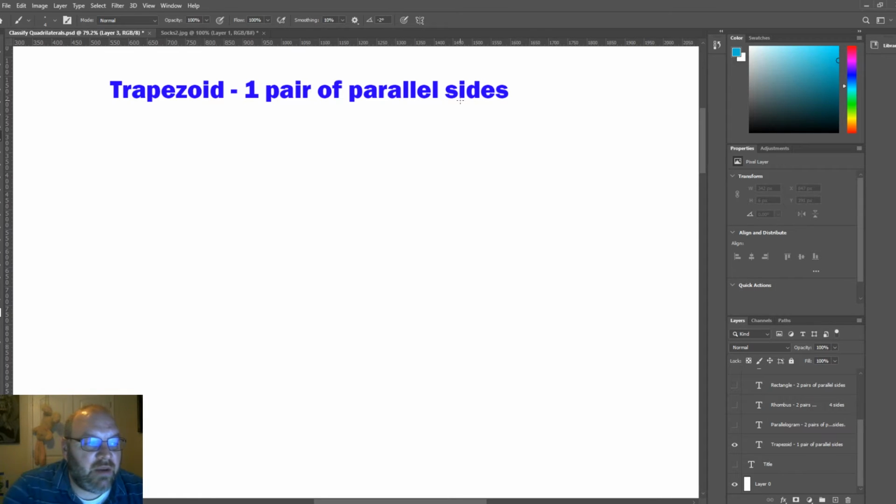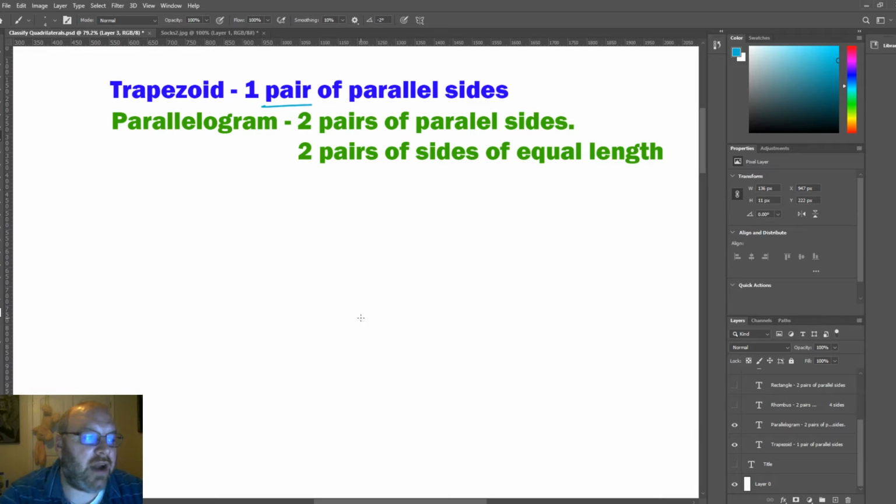We need to understand what the word pair means too. Okay, so a pair means two of them. Think of something else that has a pair, like a pair of socks. If you have one pair of socks, you have two socks, right? So one pair of parallel sides is two sides that are parallel, okay? And we'll get back to that in a sec.